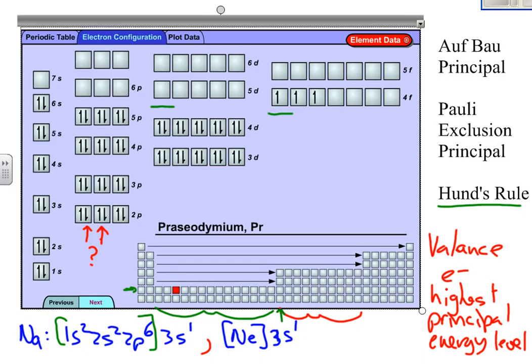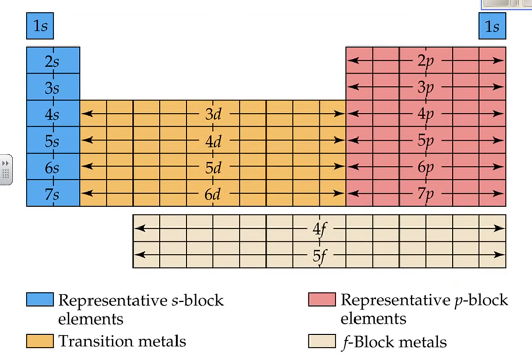One of the things that helps us with that, and then figuring out how many valence electrons, is realizing that the periodic table in general is separated into different blocks. So we have the s block in blue here. We have the p block in red over on the right. We have the d block, or the transition metals, in the yellow, and then the f block, or the lanthanides and actinides, in the grayish color.